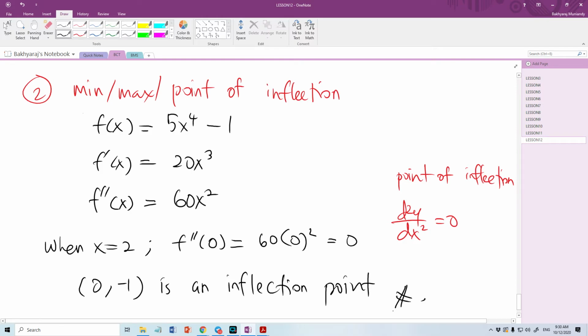Okay, 0, -1 is an inflection point. So inilah jawapan kita. It's an inflection point, because this time we get 0. Dia boleh jadi kosong. Sometimes you get 0. When you get 0, there is a possibility where you get an inflection point.